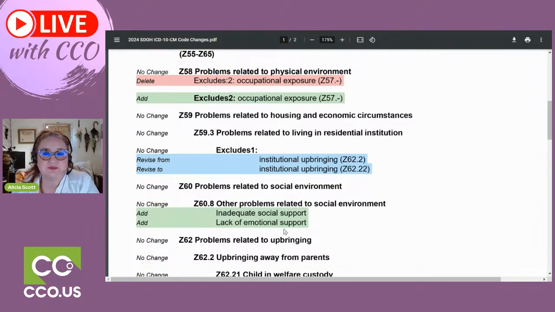Lack of emotional support, again, I'm just kind of grasping at straws here, but what if a person goes off to college, and they don't have a car to get around as well, or they're not able to. That could be inadequate social support where they couldn't connect.